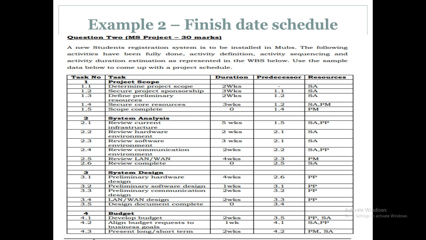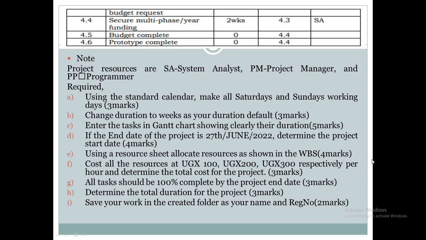Now this is how our WBS looks like. We have the task number, the tasks itself, the duration, predecessor, and then the resources. Then looking at the questions, note project resources. These are the project resources. Then you're required to use the standard calendar to make all Saturdays and Sundays working days. Change the duration to weeks as per duration default. Enter the tasks in the Gantt chart showing clearly their duration. If the end date of the project is this, determine the project start date.